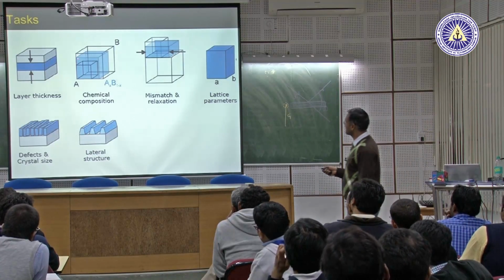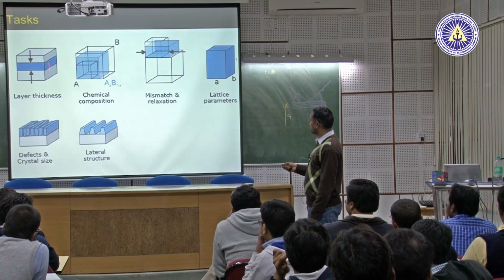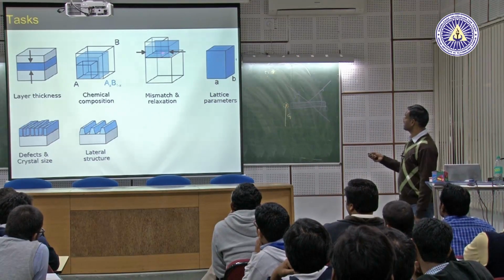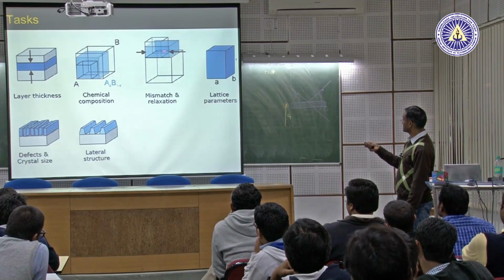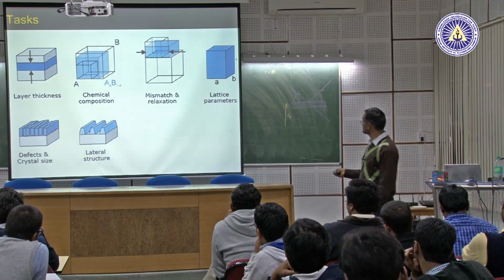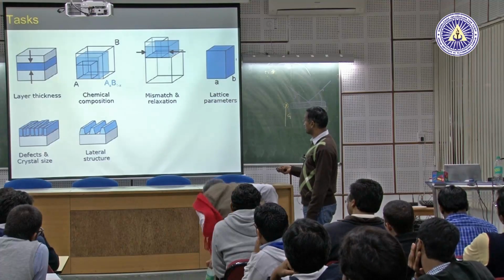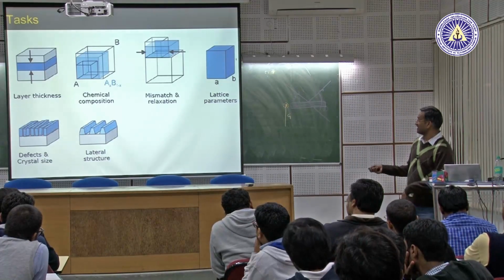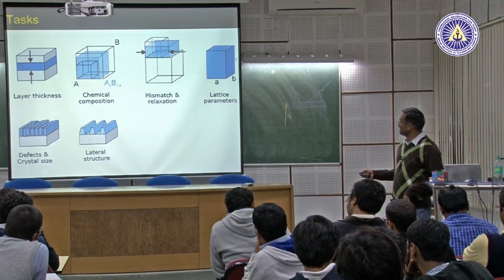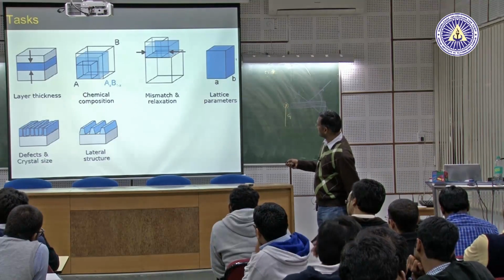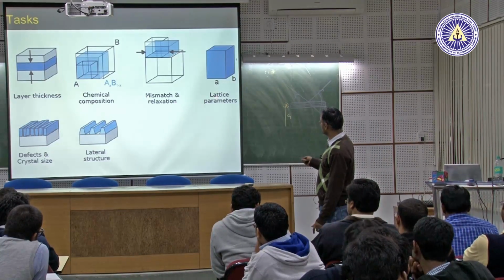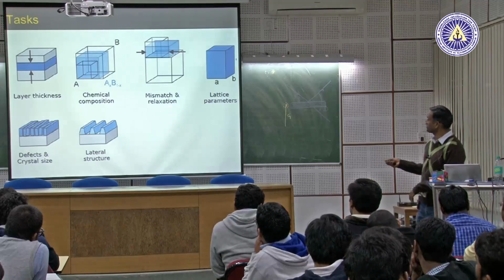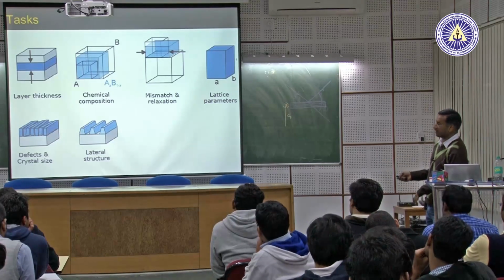Now, why is it important? The tasks that you can do are to measure the layer thickness and the chemical composition. You can also measure mismatch and relaxation at the interface, because mismatch and relaxation change the strain in these materials, especially in thin film form. You can measure the lattice parameters accurately. If you do complex analysis, you can also measure defects, crystal size, as well as the lateral structure of materials. In this lecture, we will mainly limit ourselves to the measurement of d-spacing, which is related to these 3 aspects: chemical composition, mismatch and relaxation, and lattice parameters.